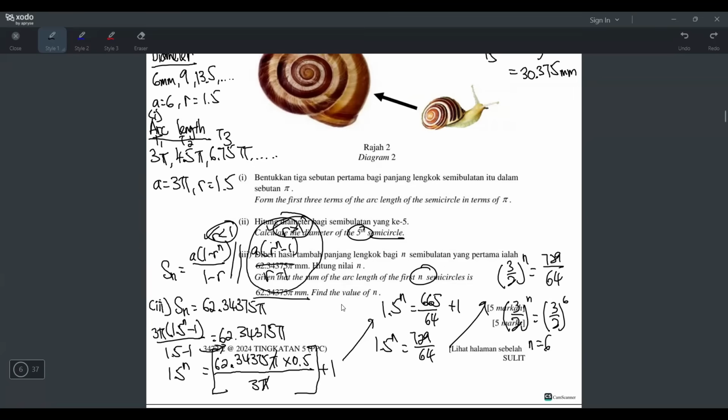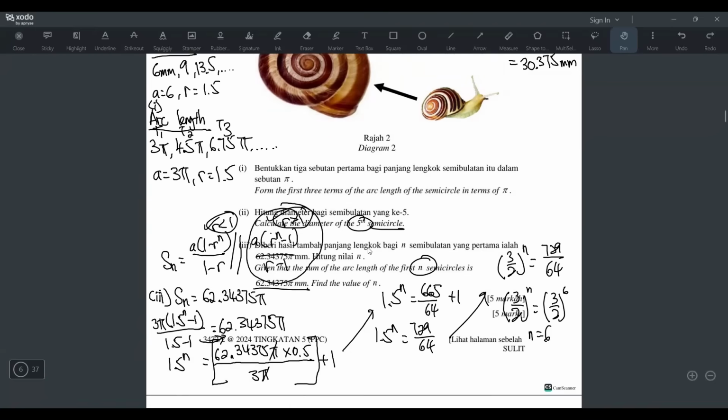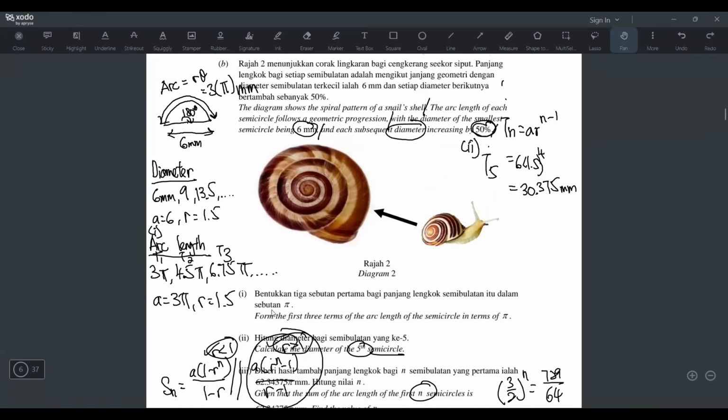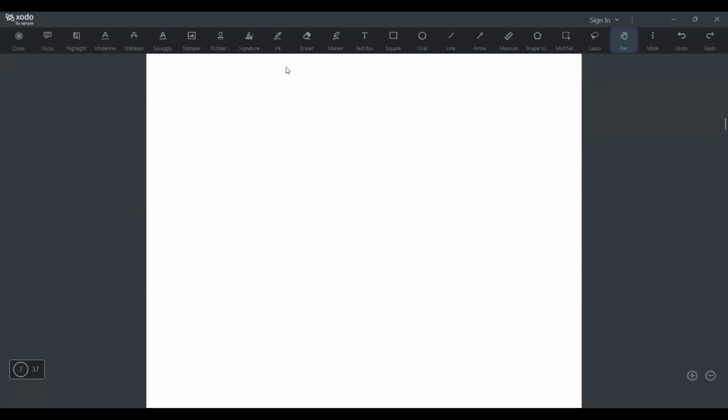The log method you only use when the answer is an ugly answer. It means the answer is a decimal, and you cannot change the answer to a fraction. So it's for questions that cannot change to the same base. But this one I know straight away can change to the same base, because the n represents the number of terms. So definitely you don't need to use the log method. Okay, hope you understand my explanation. Let's continue.